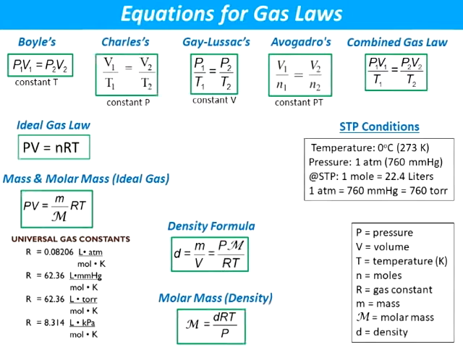Standard temperature is 0 C, but we always report temperature in Kelvin, K. Standard pressure is 1 atmosphere or 760 millimeters of mercury. And at STP, it is important to note that 1 mole equals 22.4 liters. We have a conversion of 1 atmosphere to 760 millimeters of mercury or 760 torr. Note that when we use the ideal gas law equation, there are universal gas constants and we have to match those to the units. Matching the R universal gas constant to the rest of the units in the problem is very important.